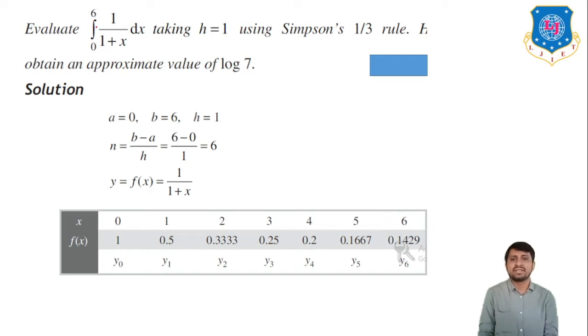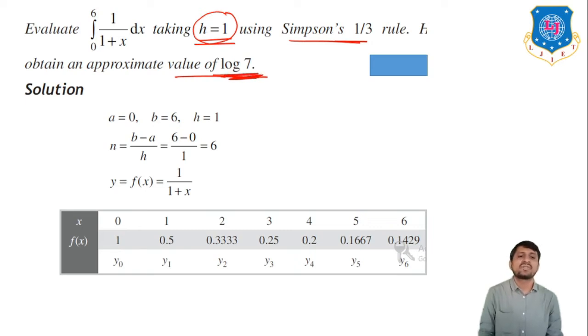Evaluate the integration from 0 to 6 of 1 upon 1 plus x dx, taking h equal to 1. Here h is already given. In the last session they gave n equal to 6, n equal to 10, so using n you can find the interval h. Here h is already given. Now using Simpson's 1/3 rule, hence obtain an approximate value of log 7.